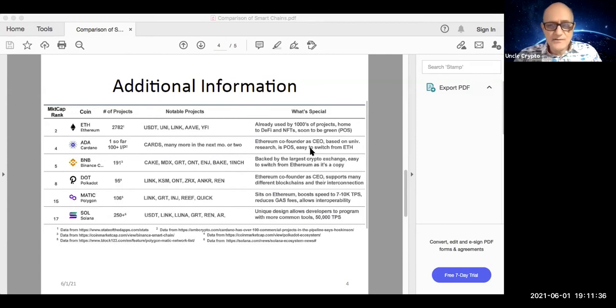Okay. Did that answer your question? It does mostly. If I was going to choose between Cardano and Ethereum, which would you pick and why? Don't.